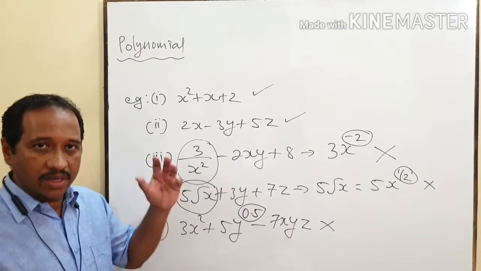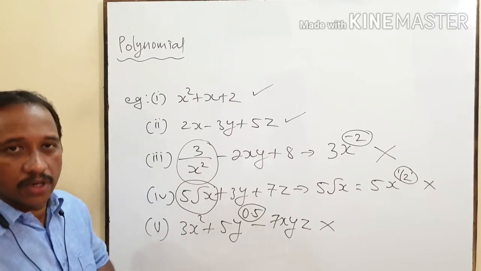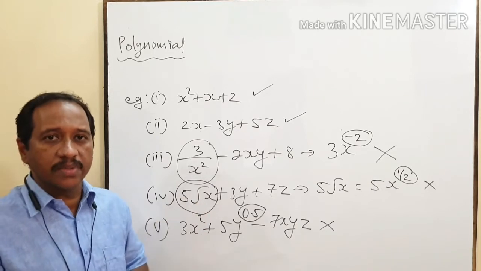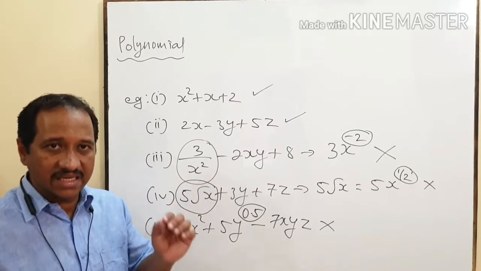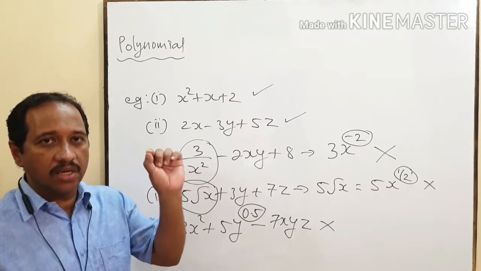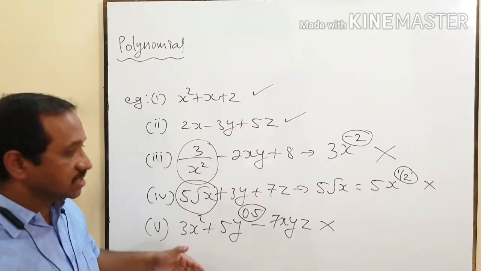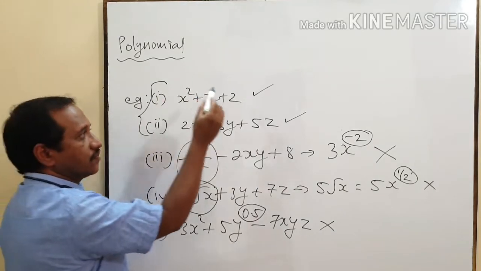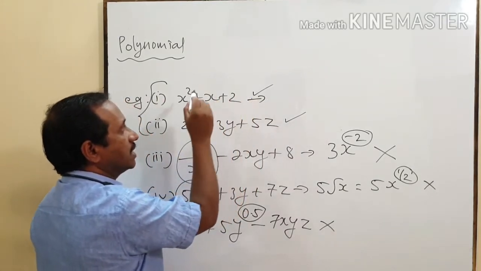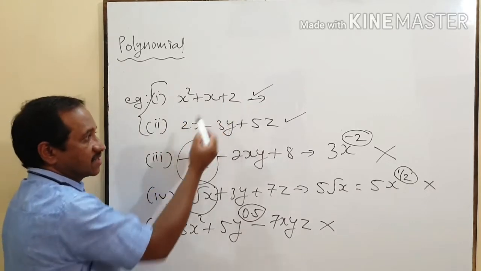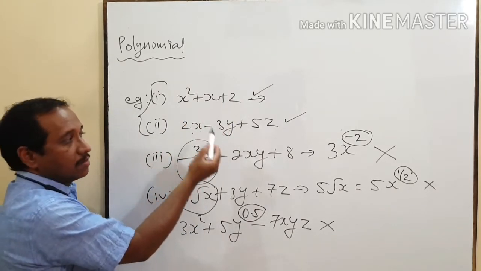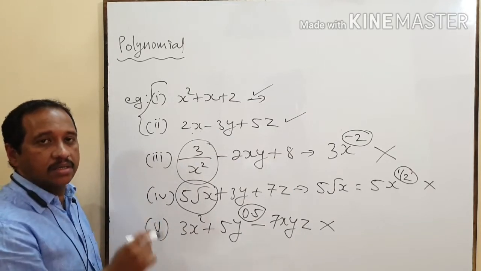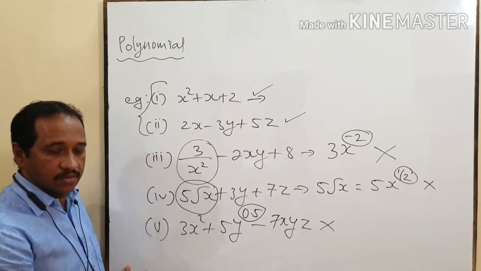So I hope you are clear how to identify a polynomial. In this section, we are going to see only polynomials in one variable, that is, a polynomial which has only one variable. Among these algebraic expressions, the first two are polynomials, and the first one is a polynomial in one variable. Here the variable is x. The second is also a polynomial, but there are three different variables, so we are going to focus only on polynomials in one variable.